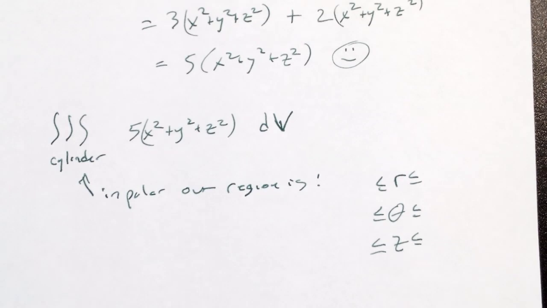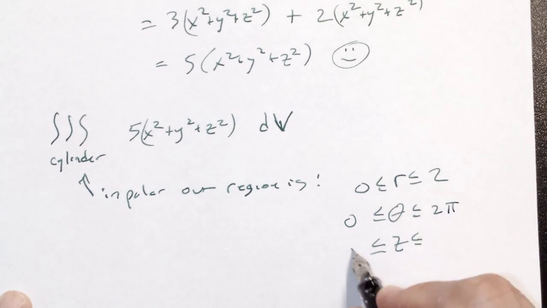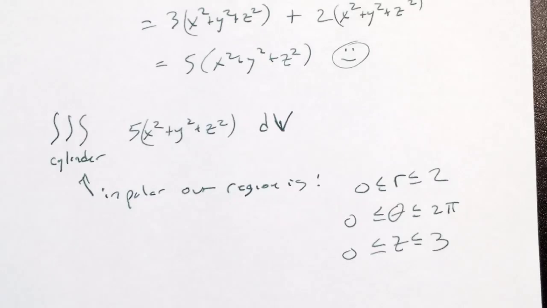Anyhow, what are my descriptions for my cylinder? Advantage, you already have all this information in the way we set it up. 0 to 2 for r, 0 to 2 pi for theta, and 0 to 3 for z. My cylinder goes from height 0 to height 3, and it goes all the way around. Perfect. Why am I really happy now? Because that's a box. They're all numbers.